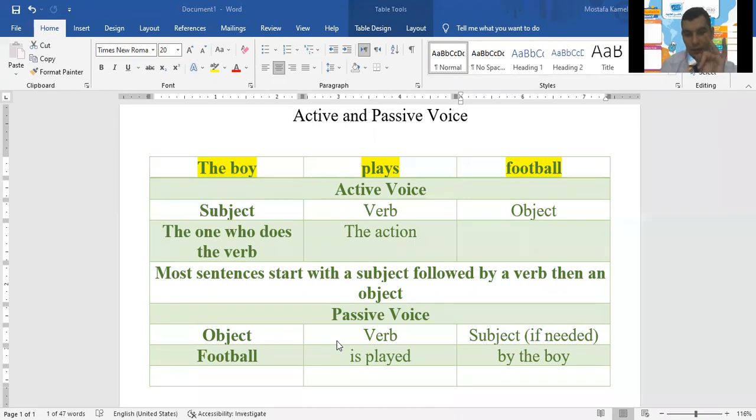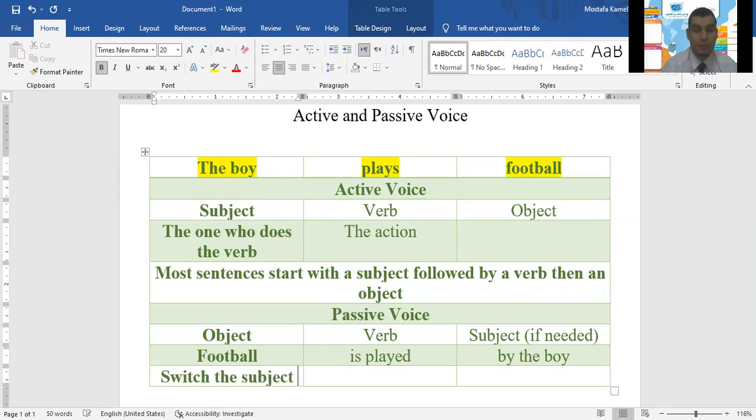We don't switch the verb. Okay, we don't switch the verb. Very good. What do we do to the verb? We add is played. We add ed or d. We change the form, right? Yes, very good. And what do we do here in the object? We add more things too. We add by. Very good.